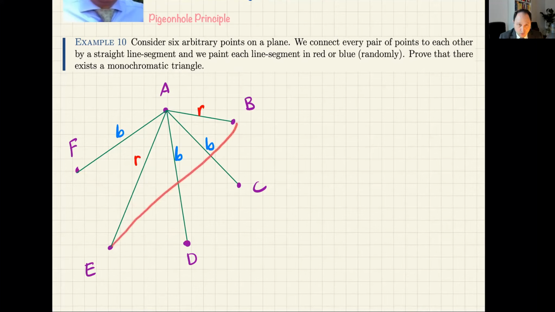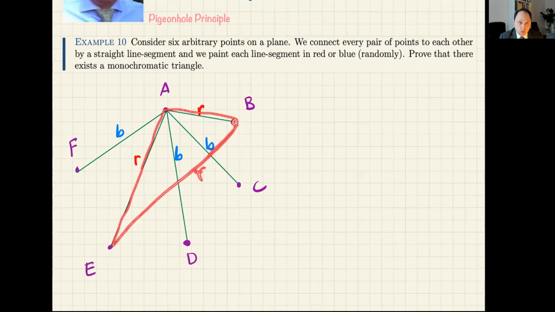You mean B to E, you said? Yes. Okay, why are you sure about that? How do you know that? If this is red, you are right. If this turns out to be red, then this is red, this is red, this is red. So this is a monochromatic triangle whose sides are red. But how do you know that? It might happen that it is blue. Well, it intersects those other 2. Yeah, I understand what you mean.